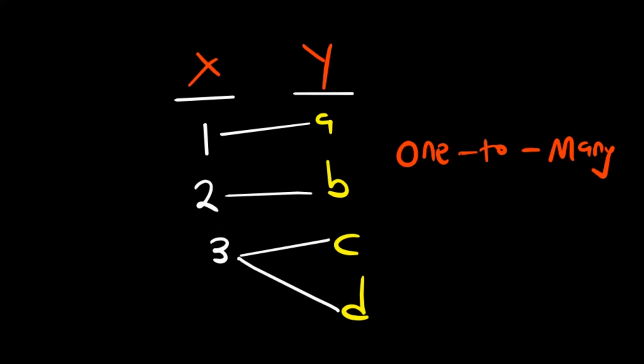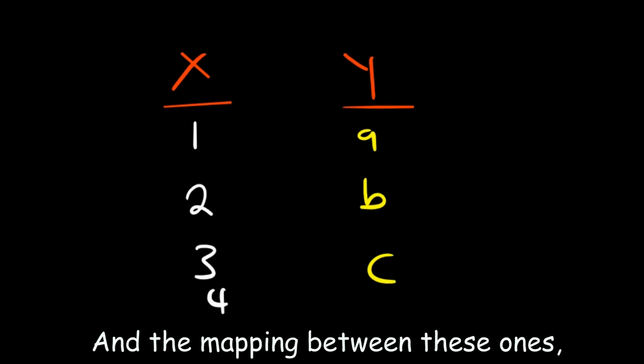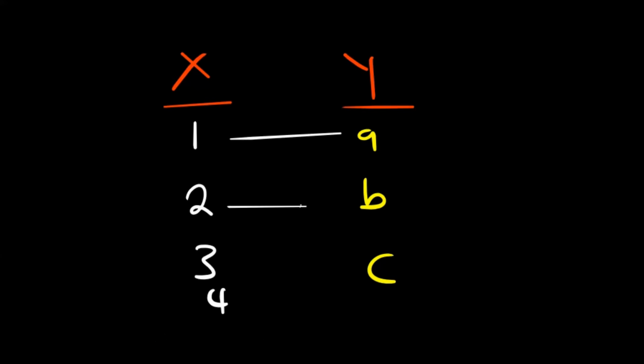Now, let's also put another one. Let's say you have x and you have y, like that. Let's say you've got 1, 2, 3 and 4, and on this side I've got a, b and c. The mapping between these ones is 1 is going to a, 2 is going to b, then 3 and 4 are going to c.